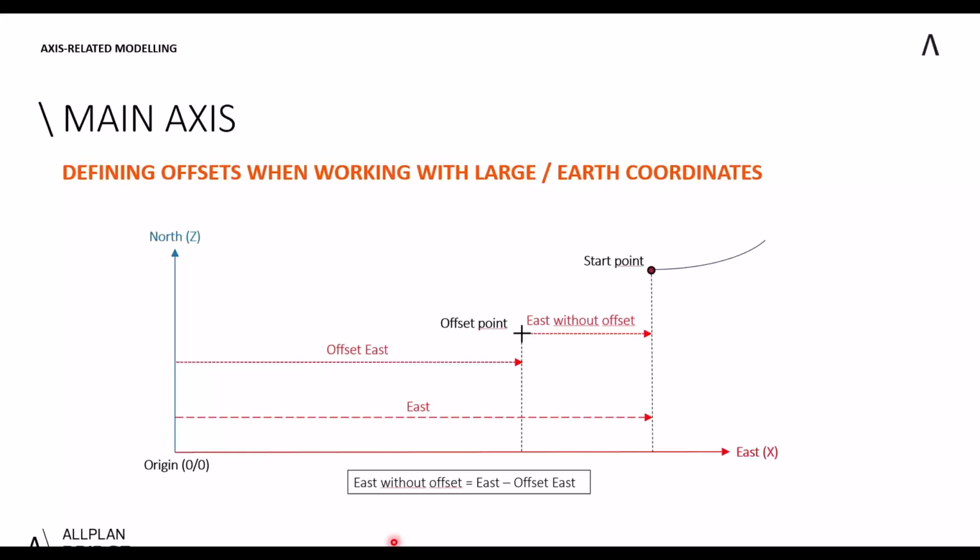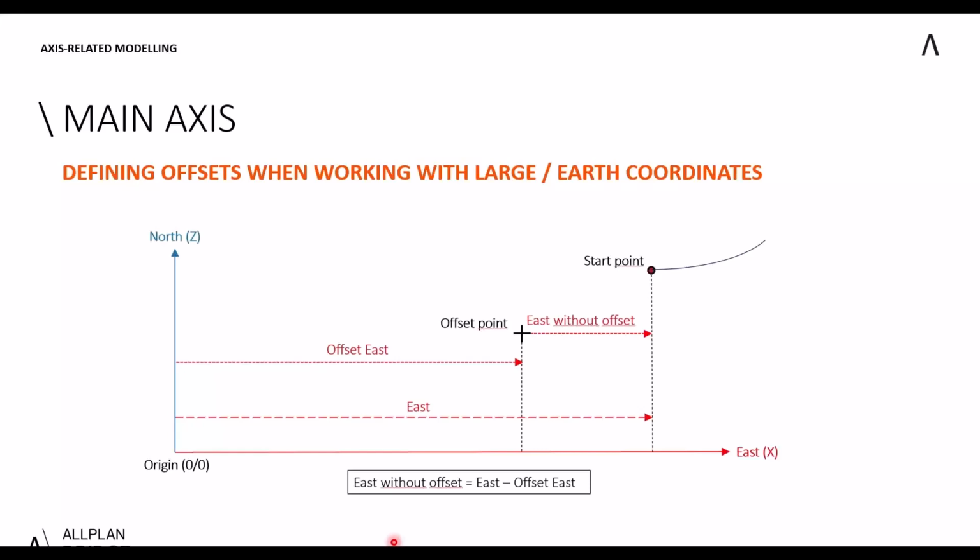So when you use the Earth coordinates, they are quite big values, and moreover, when we calculate or display the axis in Allplan Bridge, we often use the square of these values, and they can get really big, and then the program gets confused and cannot calculate or display the axis correctly. It's exactly the same issue as in Allplan, so you just need to define some offset values.